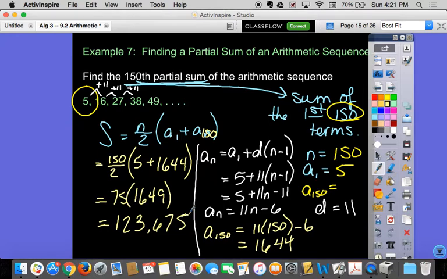So 123,675. Gets really big really fast when you're summing up all those sequences. Okay. All right, let's try a different one.